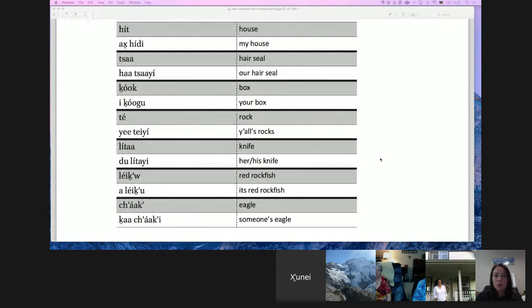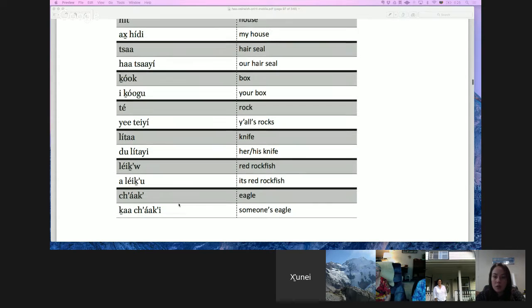Hit, ach hitti. Sa, ach sa yi. We also have this opposite tone thing going on. We catch that rhythm. This is what gives us that thing that sounds like clink. Klug, e klugu. Te, yi te yi. Shita, du shita yi. Shake, a shake. Chak, ka chak yi.